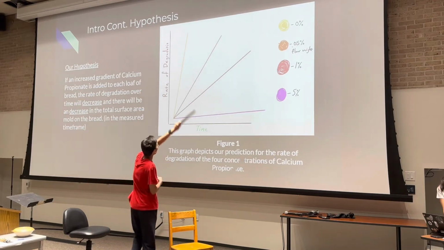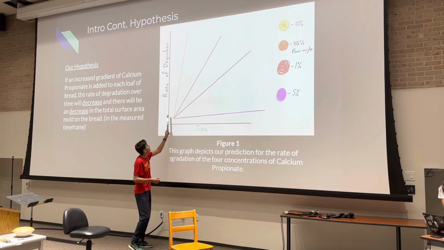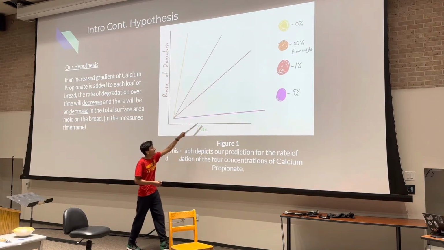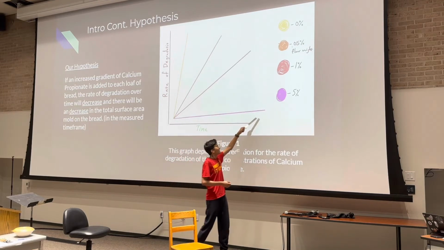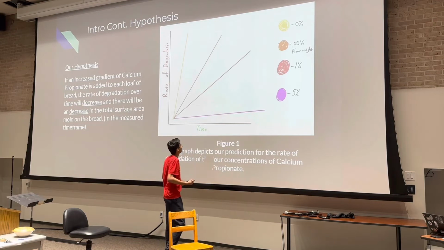And also, this entire graph is what we expected our graph to look like, with this one being the 0%. So it shoots up to 100% pretty fast, and then the one with the most calcium propionate takes a little bit longer. By a little, I mean it almost never gets mold. Okay, next slide.